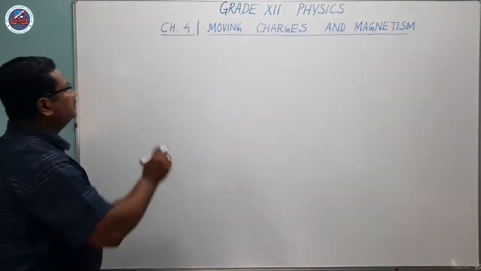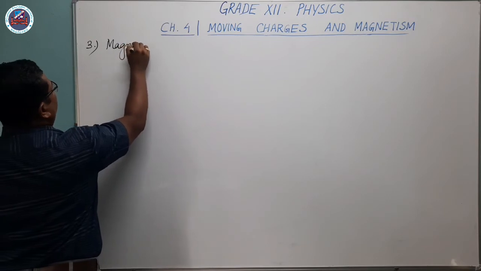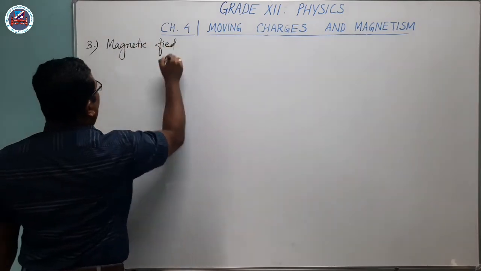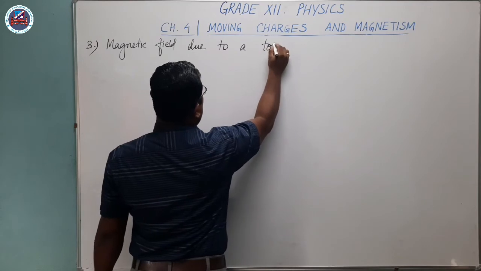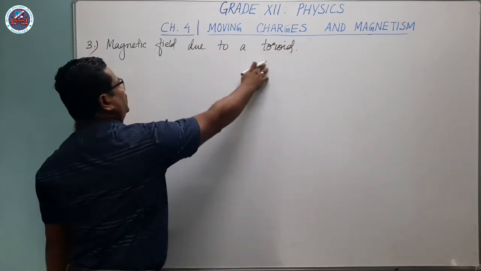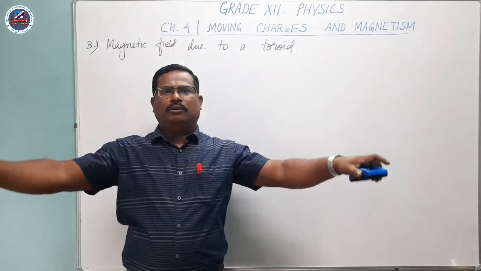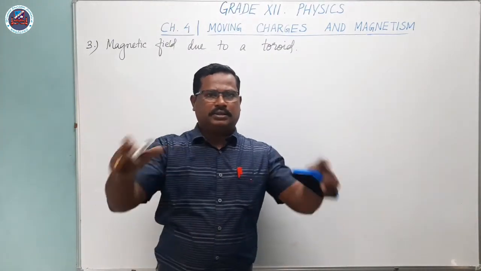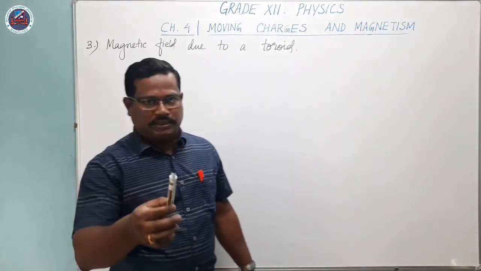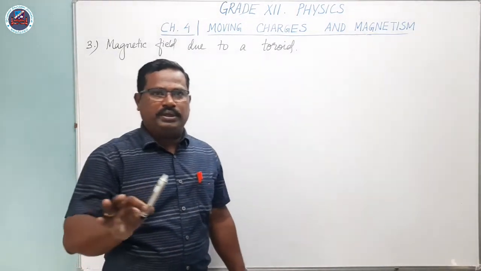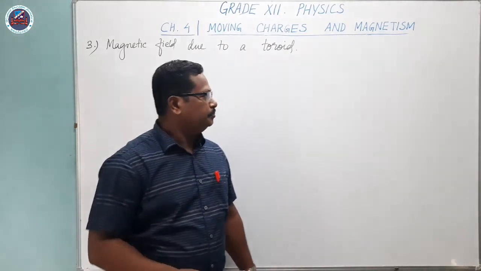The third application of Ampere's circuital law is the magnetic field due to a toroid. When we say toroid, it is an endless solenoid made in the form of a ring. That structure we call a toroid. Sometimes you may be thinking why we are doing only the solenoid and toroid. Actually, the solenoid and toroid are the equipment that we generally use for producing magnetic fields practically.